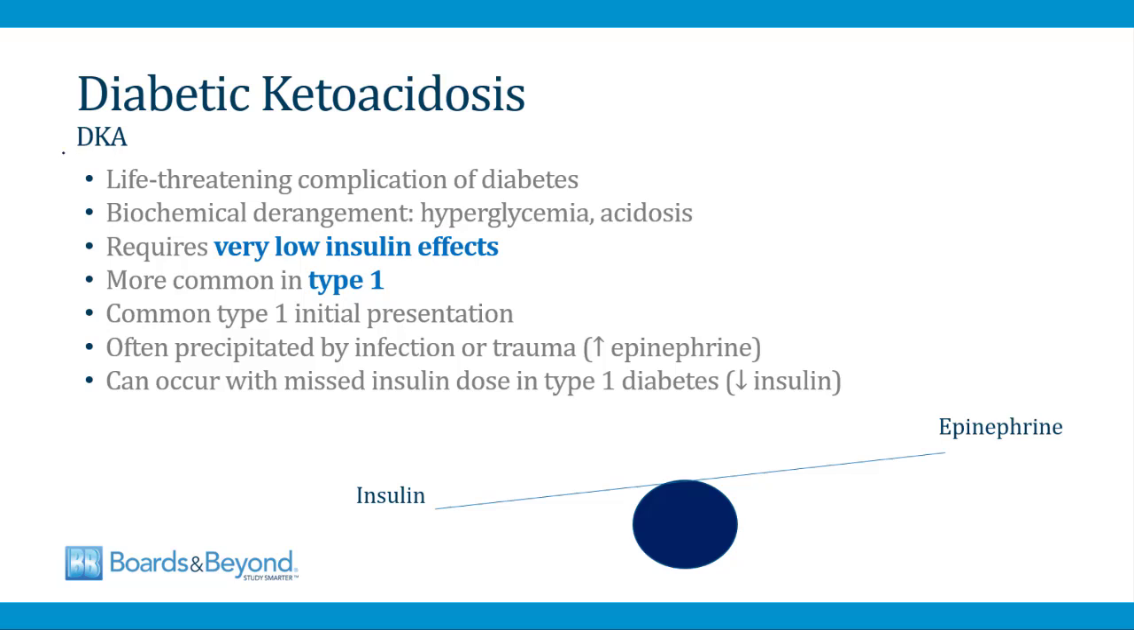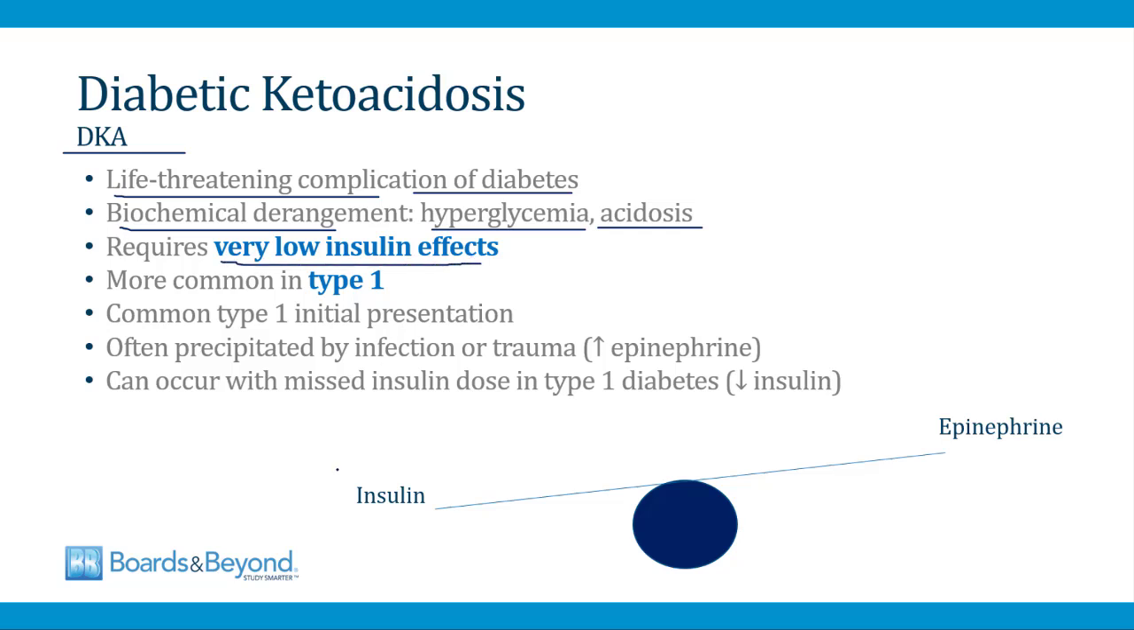Diabetic ketoacidosis, or DKA, is a life-threatening complication of diabetes. DKA is a biochemical derangement. Patients who develop this condition have hyperglycemia and acidosis and other biochemical abnormalities on lab testing that we'll talk about later in this video. In order for DKA to develop, a patient must have very low insulin effects.